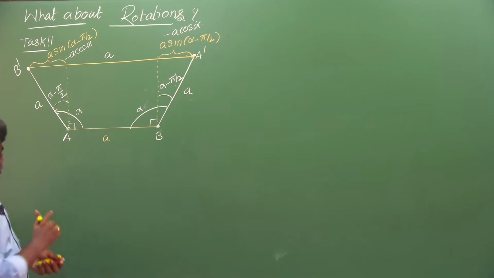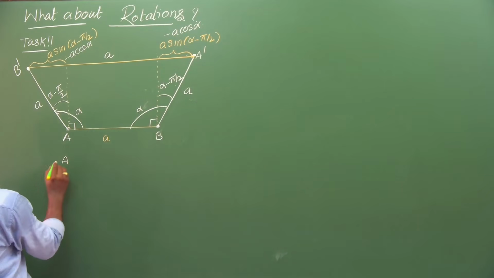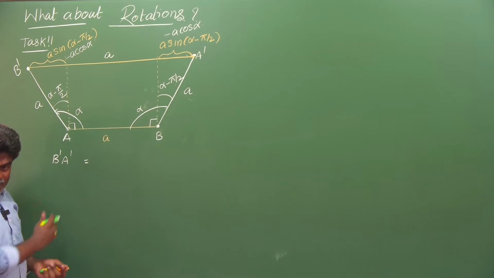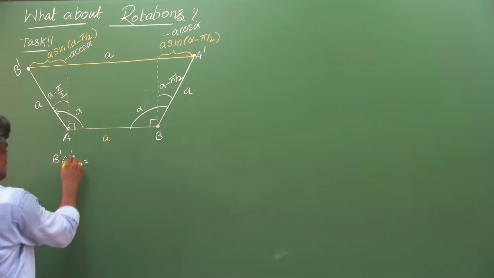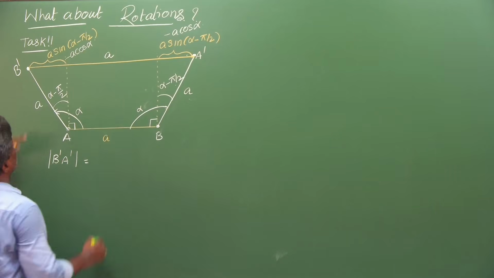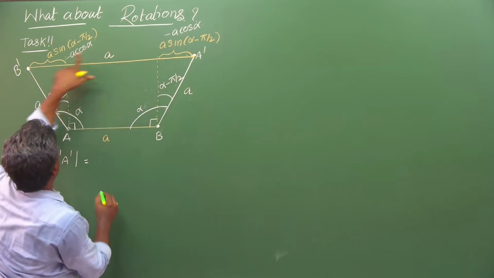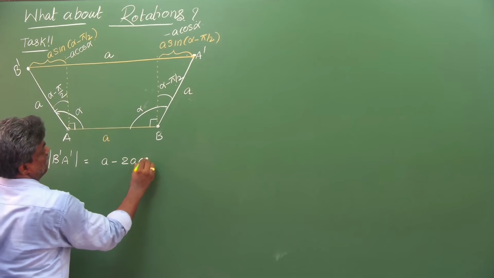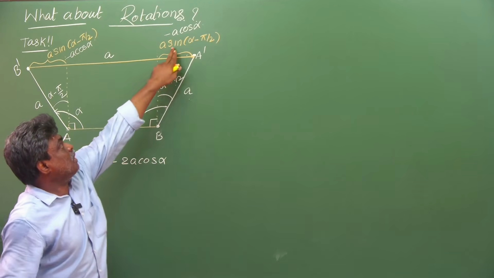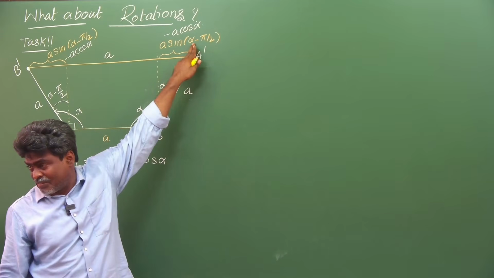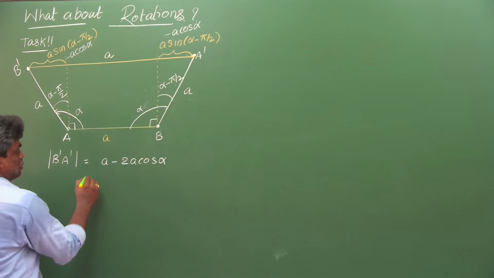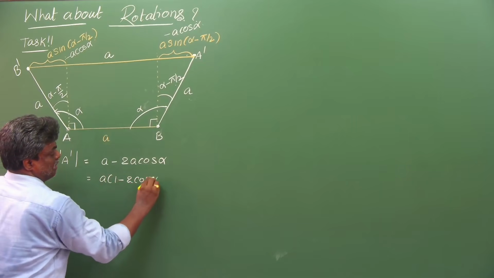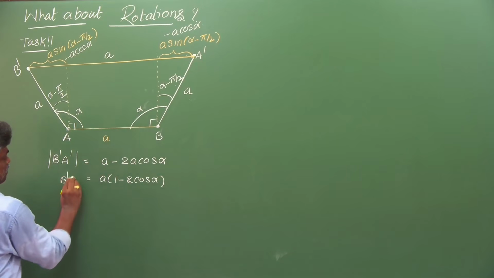Any doubt? Now I am writing this B prime A prime. Just I am taking how much distance it is. That means I am taking magnitude. This is A and this is minus, minus A cos alpha. How much? A minus 2A cos alpha. Does everybody understand why sin of alpha minus pi by 2 is minus cos alpha? Good. So this is nothing but A common, 1 minus 2 cos alpha. This is what I get from the geometry.